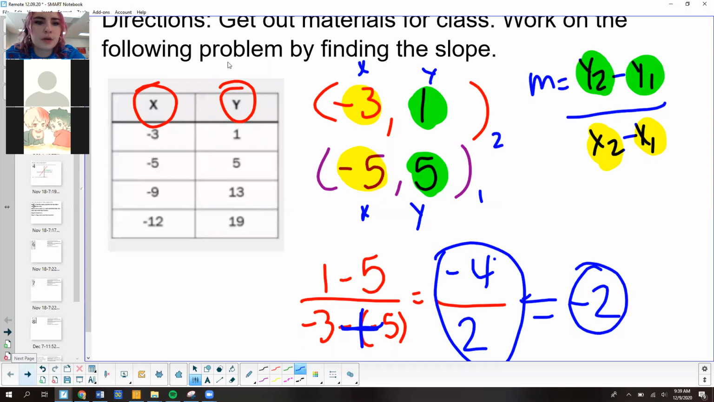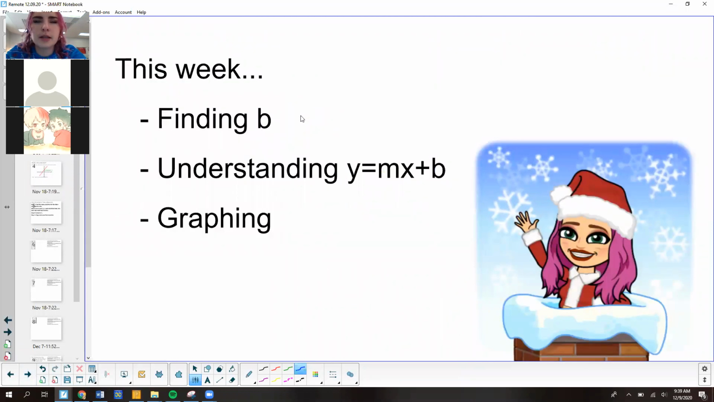All right, so this week, finding B, we've been discussing how to find that y-intercept when we don't know it, or it's not given to us, and how that incorporates back into the y equals mx plus b formula. And then we've been working on graphing.